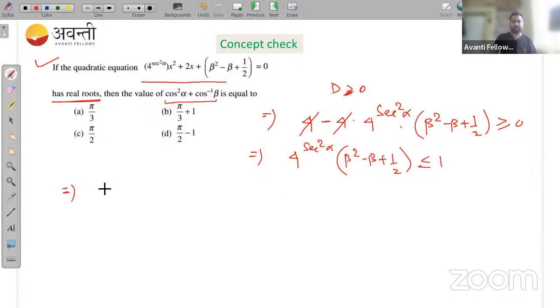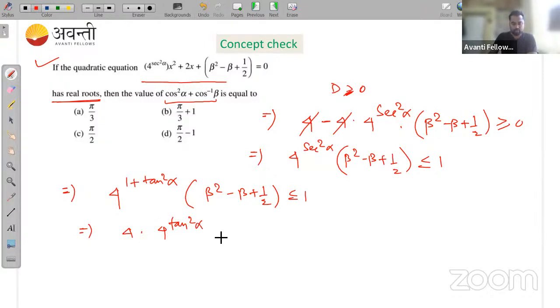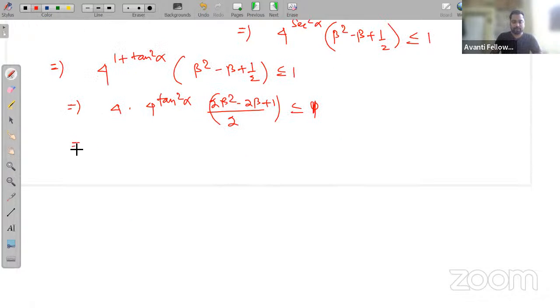Now, if we simplify it, can I write 4 to the power sec square alpha as 1 plus tan square alpha? Yes. And beta square minus beta plus 1 by 2 is less than or equal to 1. No problem. Now it is simplified to 4 to the power 1 into 4 to the power tan square alpha. If I take the LCM, 2 beta square minus 2 beta plus 1 is less than or equal to 1. Okay, so now just simplify, you will get the answer.